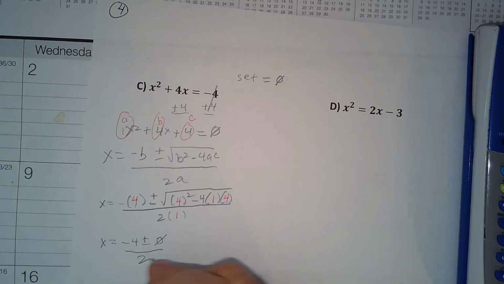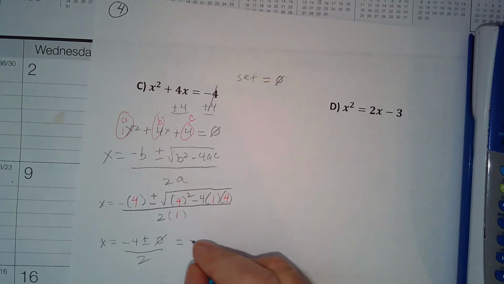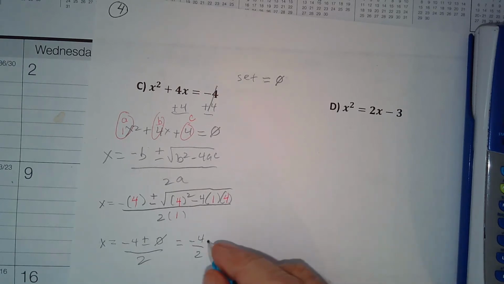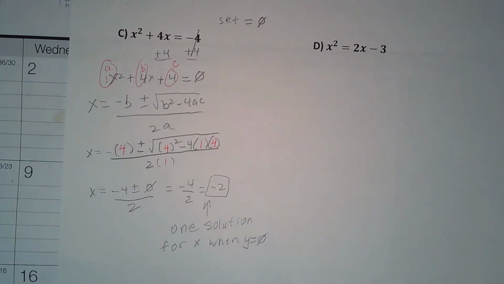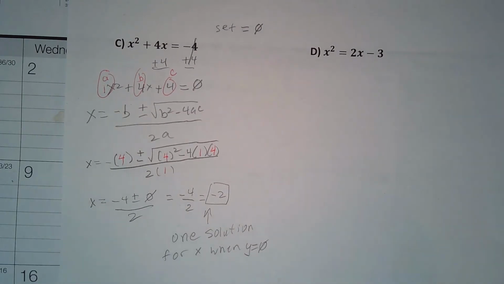Divided by 2 times 1 is 2. So what does that simplify to? Well, that simplifies to negative 4 over 2. Plus or minus 0 is just 0. So you just get one solution here. Your solution is negative 2. So sometimes you get one solution, as we know, for what x is when y equals 0. All right. So that takes you through all but the last one.